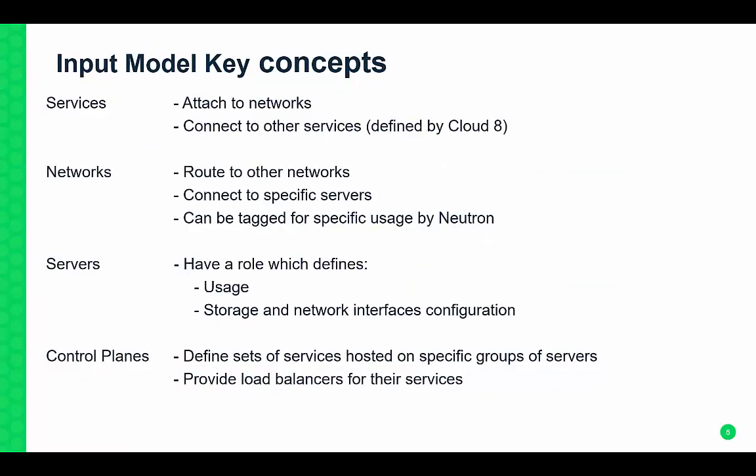In order to understand the input model, we need to define some objects that are used in the model. We have services. They attach to networks. They have dependencies upon other services. We have networks. They have routes to other networks. They are connected to specific servers. They can be tagged for specific usage by Neutron.